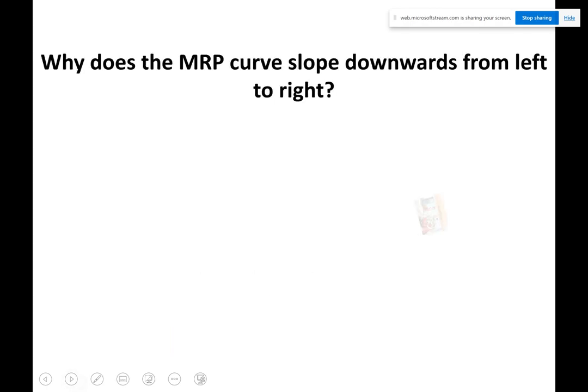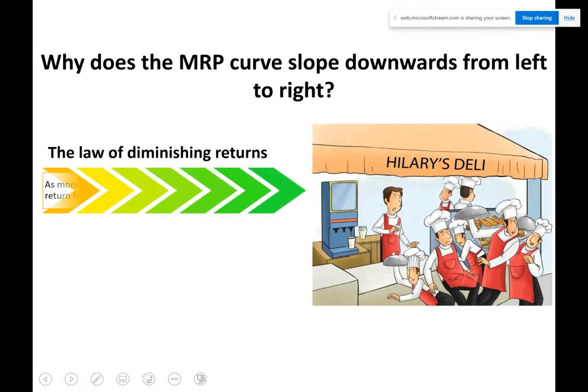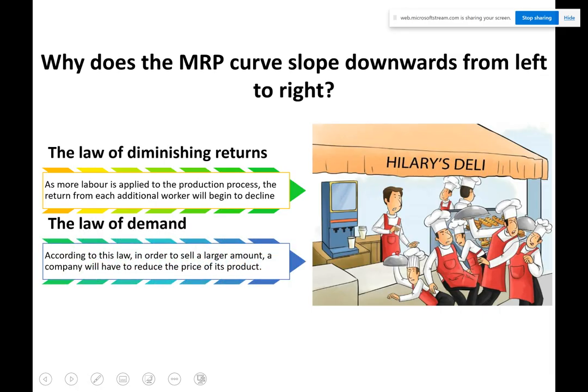Why does it slope downwards from left to right? Again, two reasons. One, the law of diminishing marginal returns. Too many cooks in the kitchen. I think we've spoken about that before. You can't just keep hiring people in because the law of diminishing marginal returns kicks in. And then a law of demand. So the normal law of demand. If you want to sell a larger amount, you're going to have to reduce the price of your product.